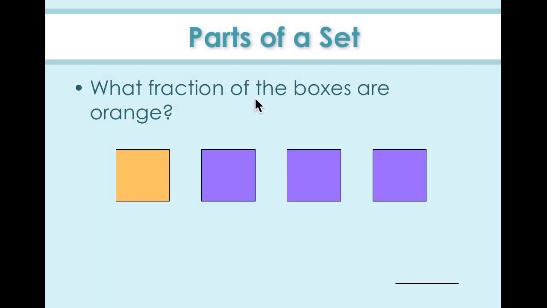What fraction of the boxes are orange? So how many orange boxes do we have? Only 1. How many boxes do we have in all? We have 4 boxes. So what fraction of boxes are orange? 1/4, one fourth, or 1 out of 4.